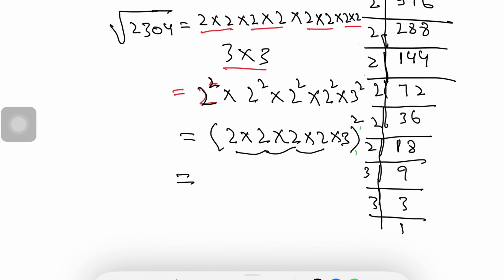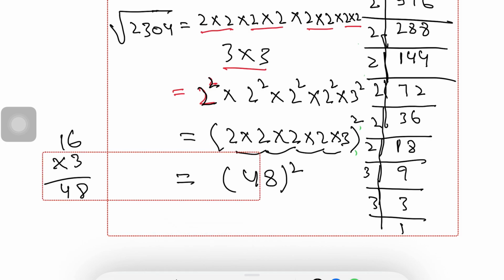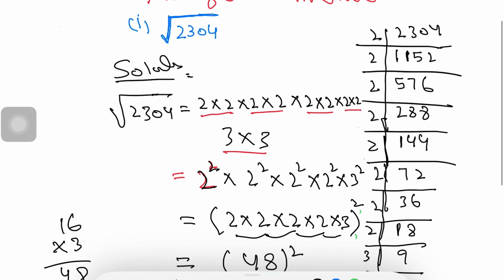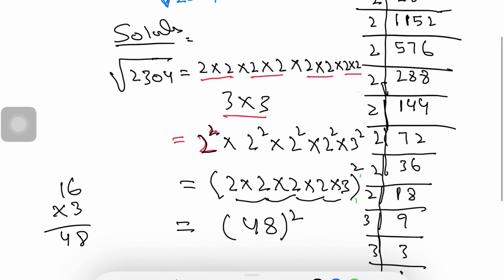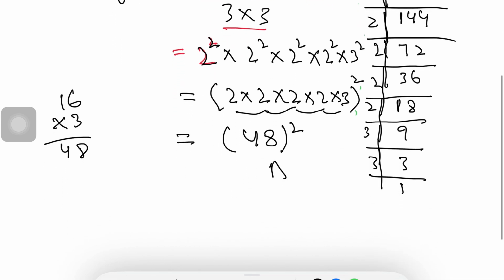So here 2 times 2 is 4, 4 times 2 is 8, 8 times 2 is 16, and 16 times 3 is 48. Okay, 48 power 2, when we multiply 48 two times, we get this number. So we calculate the square root of 2304 is 48. Okay, this is the answer.